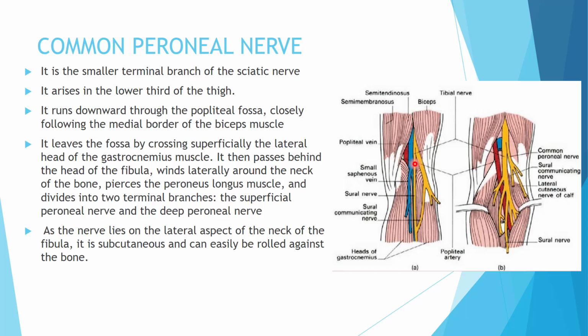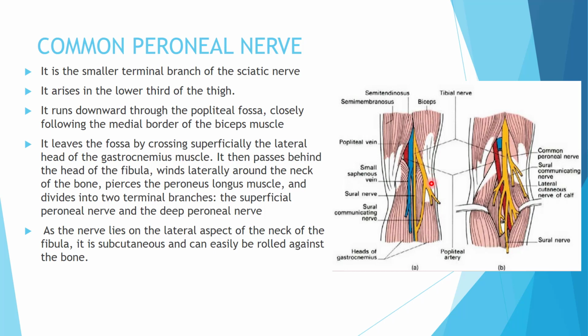Now the common peroneal nerve. See here, this is common peroneal nerve. Common peroneal nerve is the smaller terminating branch of the sciatic nerve. It arises in the lower third of the thigh. It runs downward through the popliteal fossa, closely following the medial border of the biceps femoris muscle. See here in this diagram, this is biceps femoris muscle, which is the lateral muscle of the posterior compartment of thigh. So this common peroneal nerve lies on the medial border of the biceps femoris muscle.